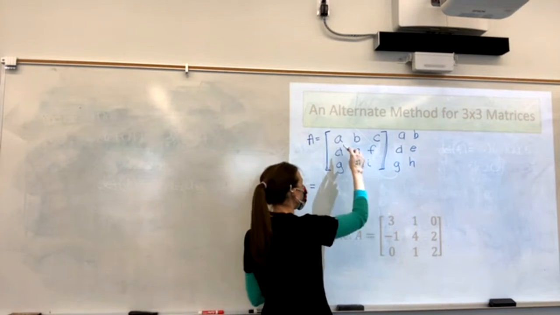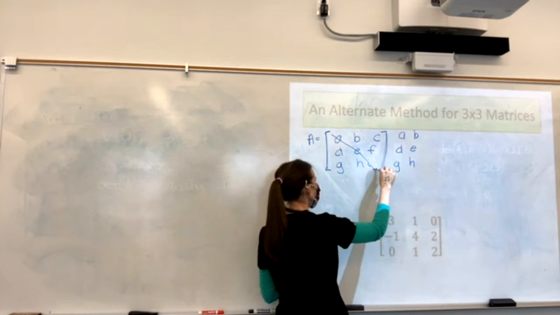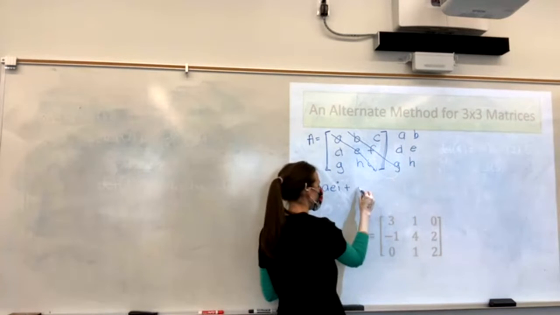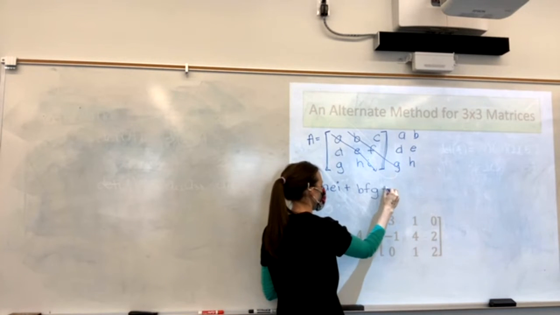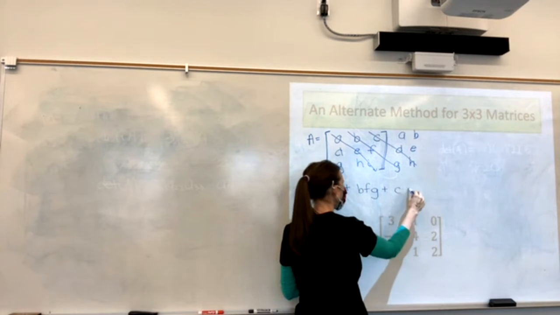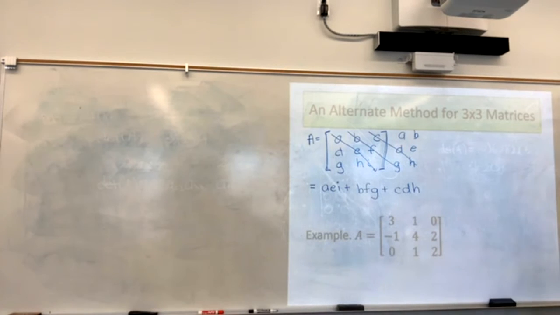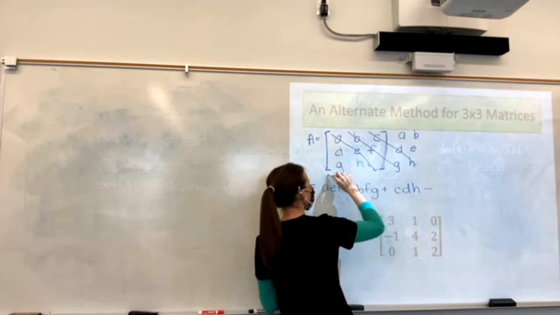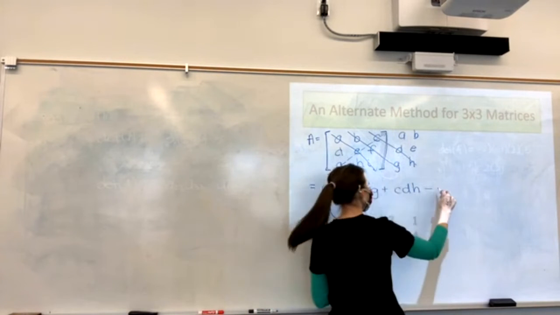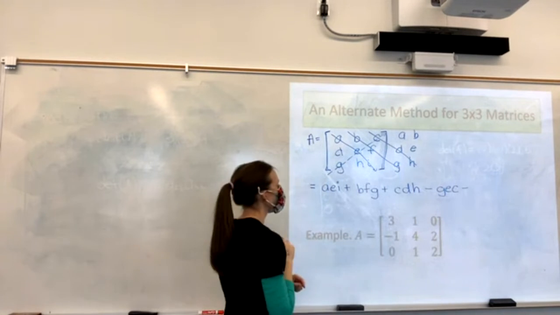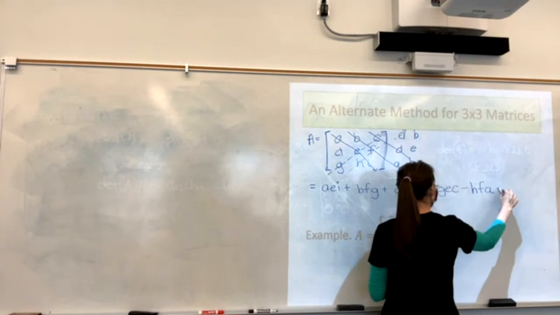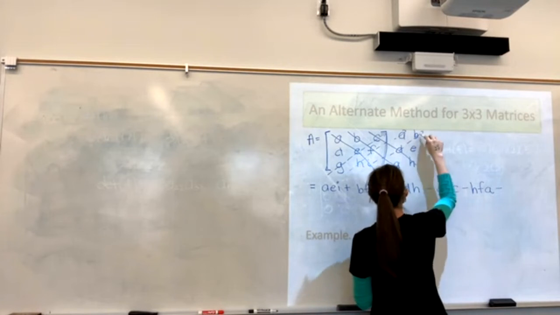And then you multiply down these, starting with the main diagonal. So A, E, I plus B, F, G plus C, D, H. So you multiply going down the main diagonals. And then you subtract going up. So G, E, C minus H, F, A minus I, D, B.